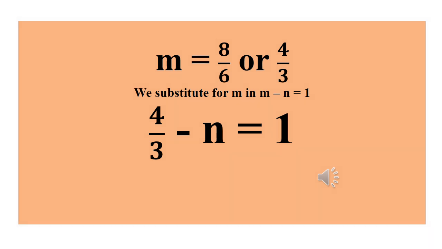So since m is 4 over 3, we can substitute for m in m minus n equals 1. That's our equation 1. So if we plug in 4 over 3 as m now, we have 4 over 3 minus n equals 1.